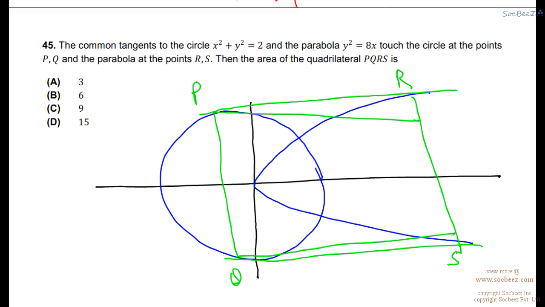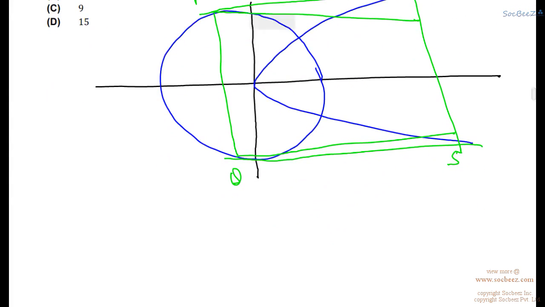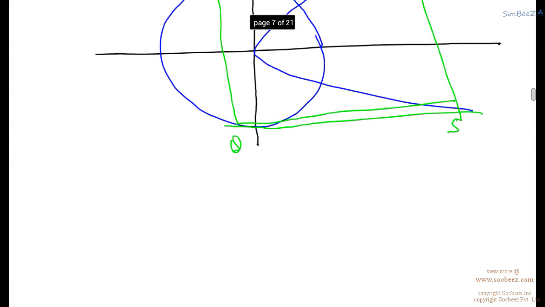If we draw a straight line like this, then this particular quadrilateral PQRS will get split into a rectangle and two triangles. This is a rectangle and these are two triangles. Okay, so these are the two triangles.